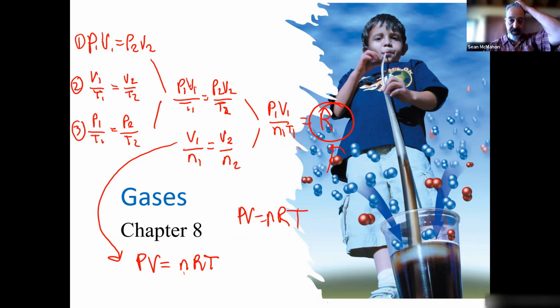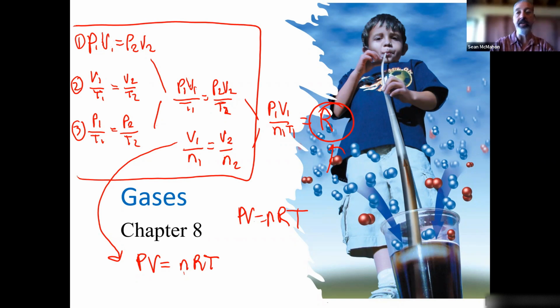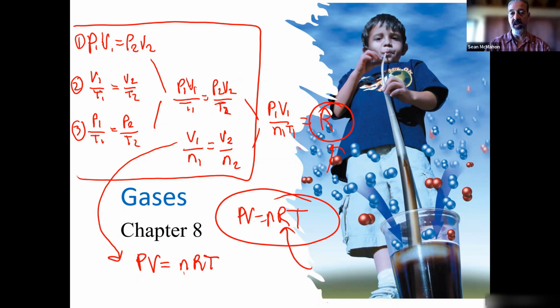Now, why is that important? All of these previous laws require initial conditions and then final conditions. So there's a change. We're not given all of the parameters, we're just given a change, okay? With PV equals nRT, now that we know the constant, we don't need a change of conditions to solve for one of the variables. We just need 3 out of the 4 variables.